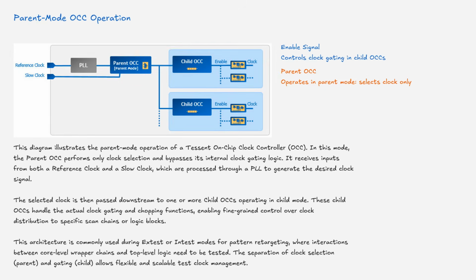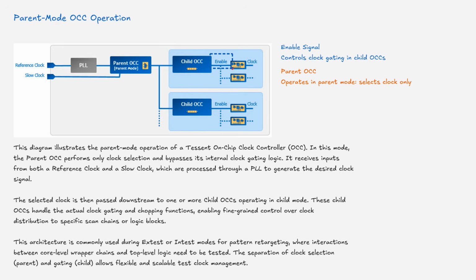This diagram illustrates the parent mode operation of a Tessent On-Chip Clock Controller. In this mode, the parent on-chip clock controller performs only clock selection and bypasses its internal clock gating logic. It receives inputs from both a reference clock and a slow clock, which are processed through a phase-locked loop to generate the desired clock signal. The selected clock is then passed downstream to one or more child on-chip clock controllers operating in child mode.